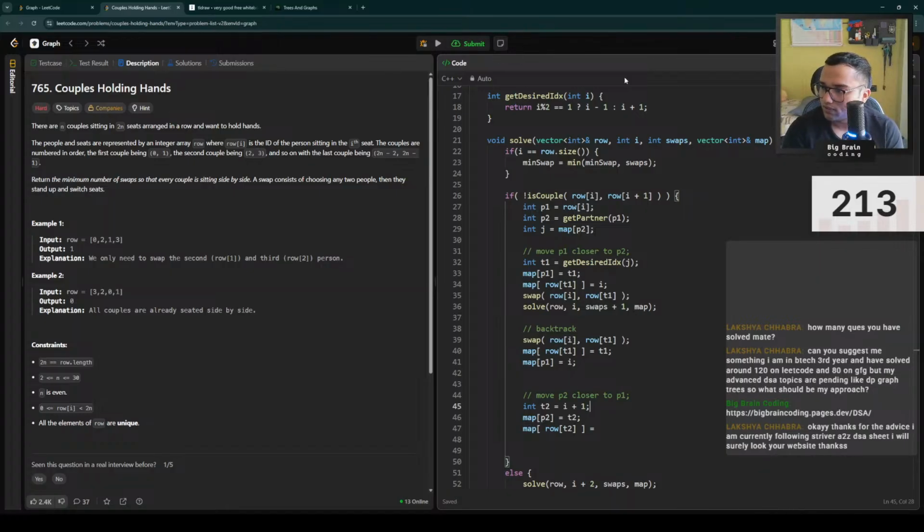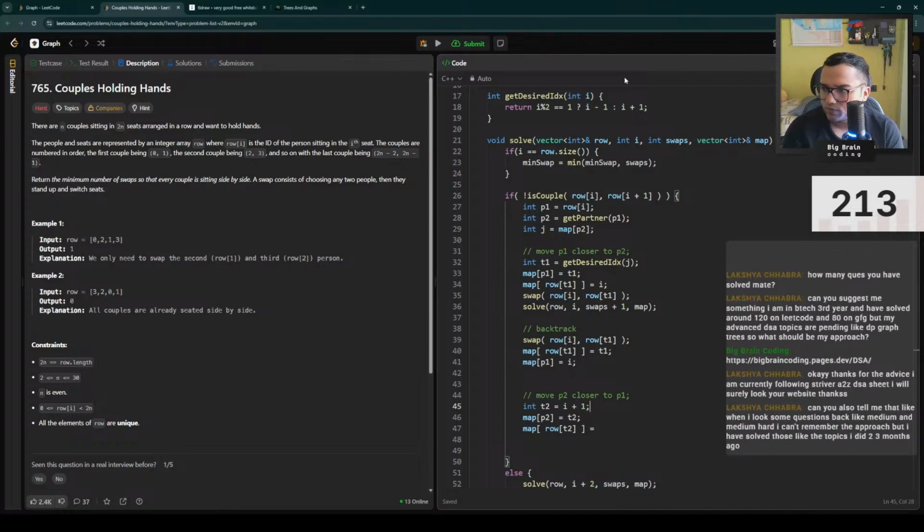And yeah, can you also tell me, when I look at some questions again, like medium and medium hard, I can't remember the approach, but I have solved those, like the topics I did 2-3 months ago. Just practice, just repetition. You do a question, revisit it a week after or 2 weeks after, then yeah, it's just repetition.